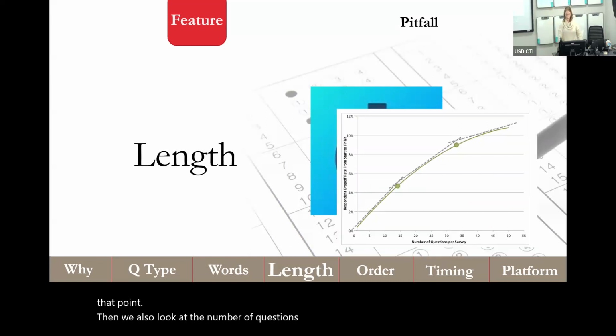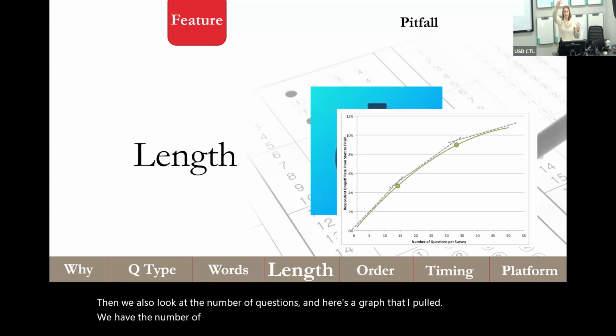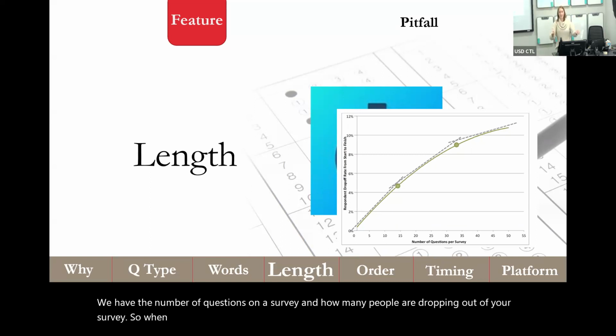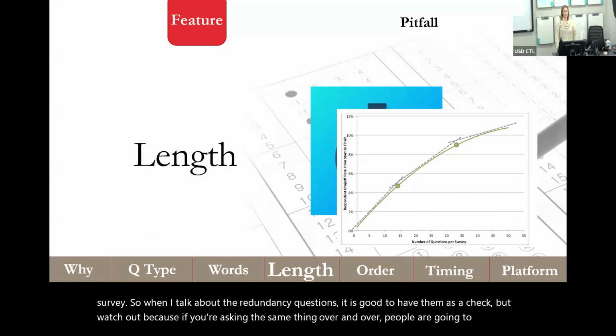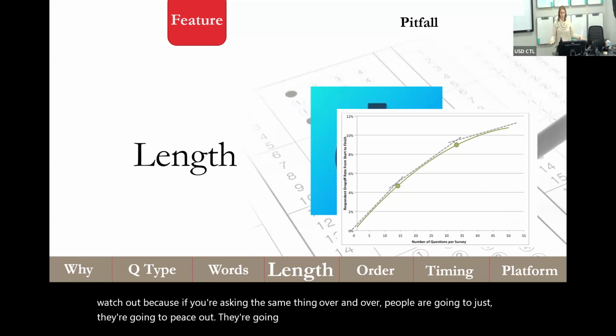And here's a graph that I pulled. We have the number of questions on a survey and how many people are dropping out of your survey. So when I talk about the redundancy questions, it is good to have them as a check, but watch out because if you're asking the same thing over and over, they're going to peace out, they're going to exit, they're not going to complete your survey and you get incomplete data.